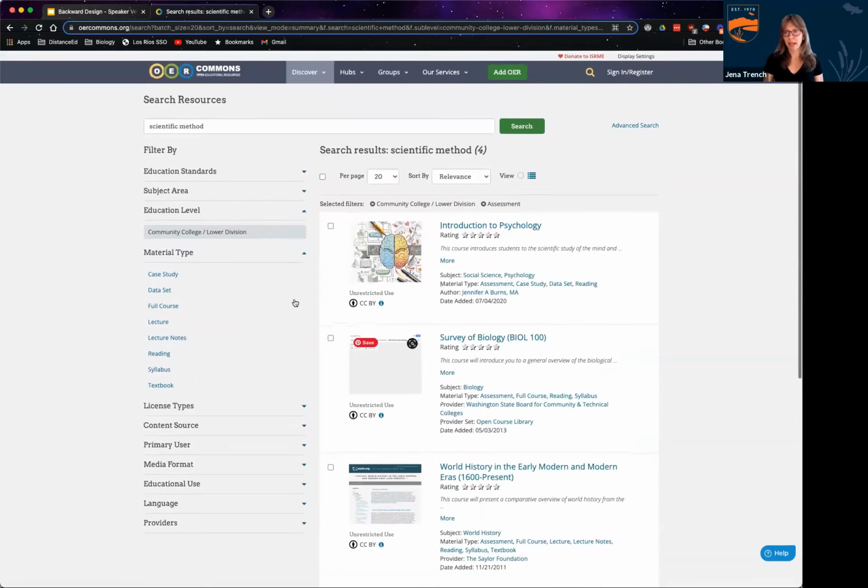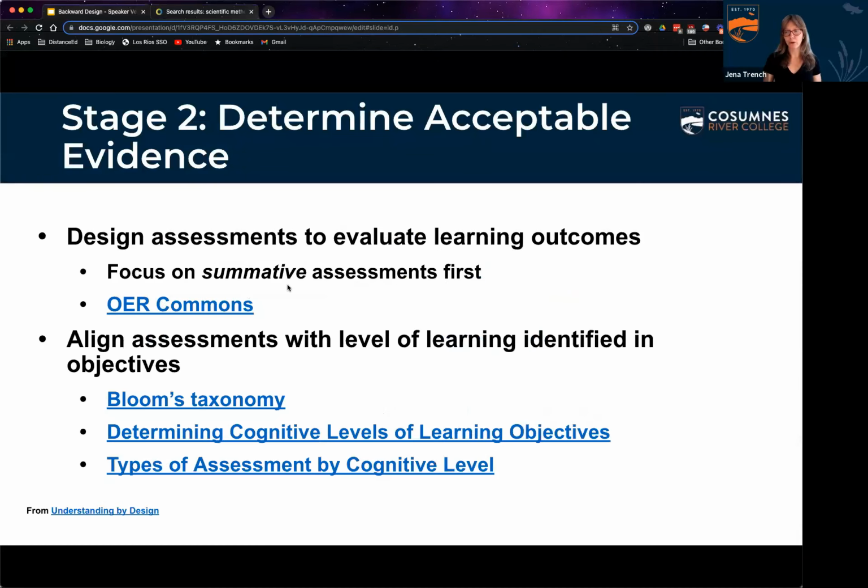developing assessments. And so that's part of the reason why I included the OER Commons on this slide. Not that I suggest that you copy the assessments that you find there, but they can be really good creative examples of summative assessments beyond the traditional examination, multiple choice test or something like that.